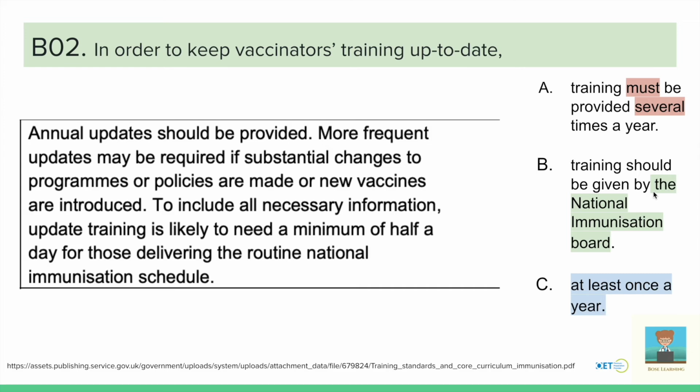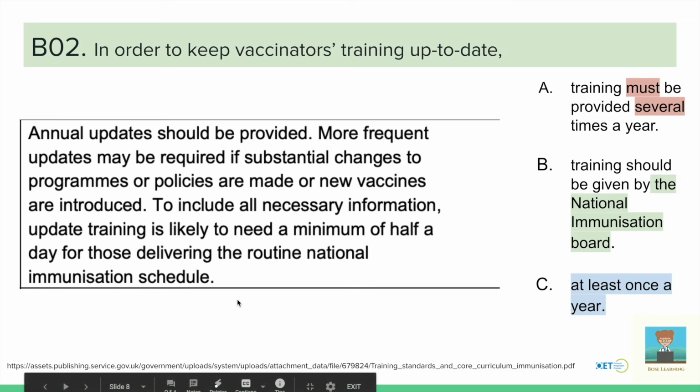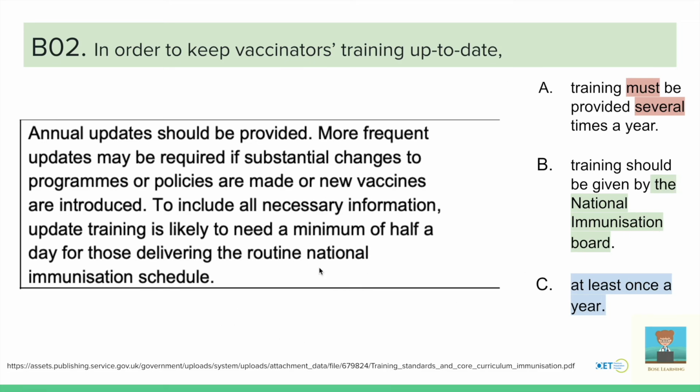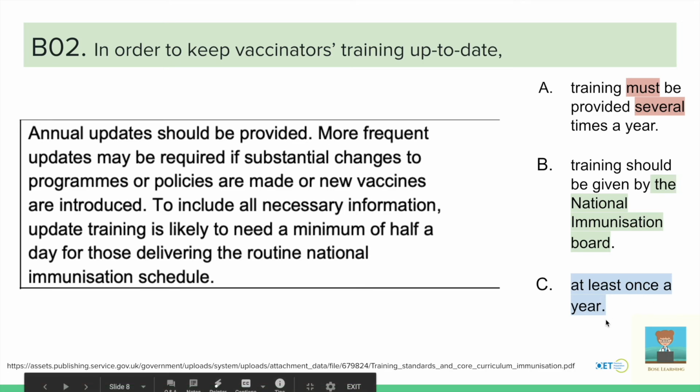Training should be given by the National Immunisation Board. Well, no, they don't talk about that at all. I'm going to ignore that straight away because they talk about the National Immunisation Schedule, and that's for those delivering the vaccine. It's not a board. It should be at least once a year. Let's double check these two, A and C.